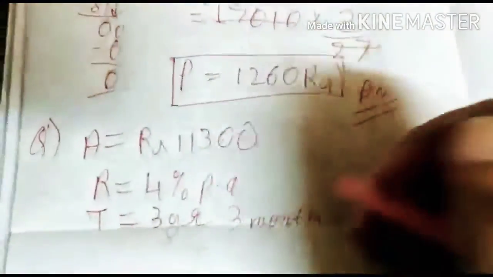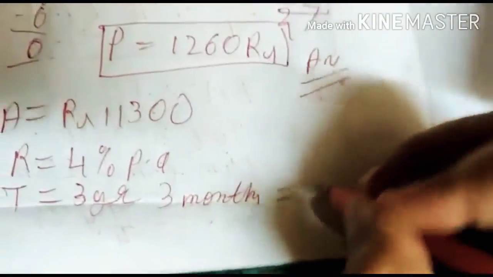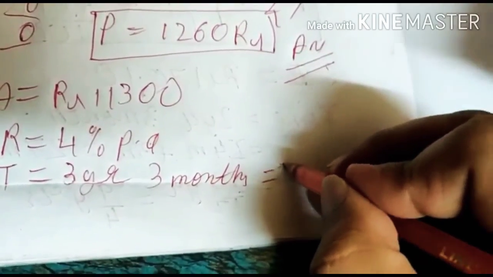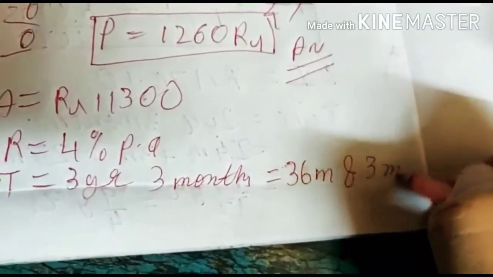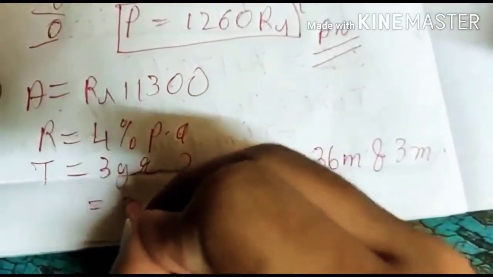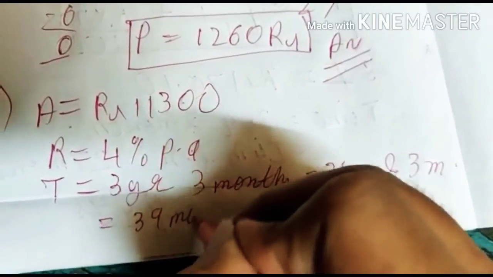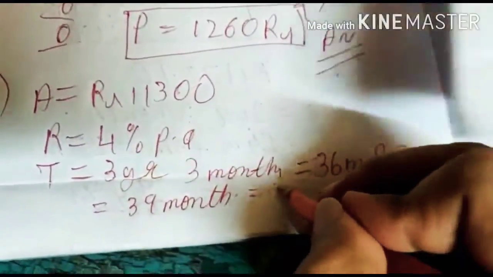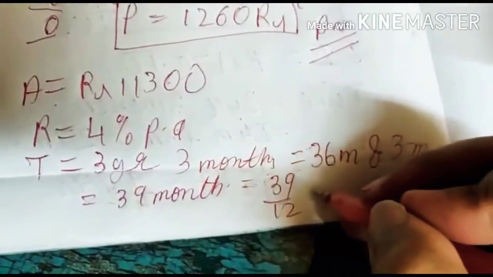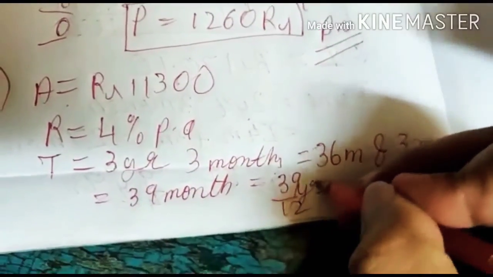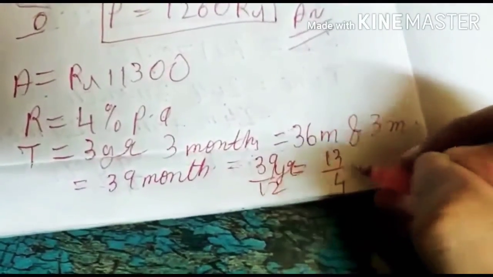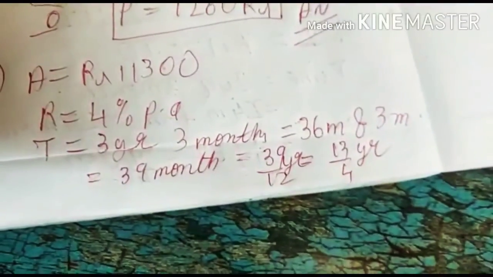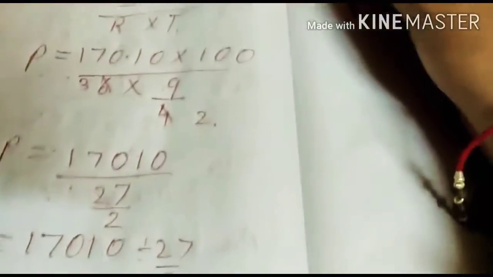Okay, so 3 years 3 months. We need time in years. So 3 years can be written as 36 months plus 3 months, that is 39 months. Converting into years, 39 upon 12, dividing it by 3, is 13 by 4 years. Okay, time is this, and we have to find principal.